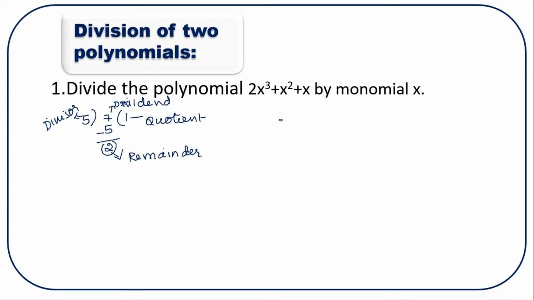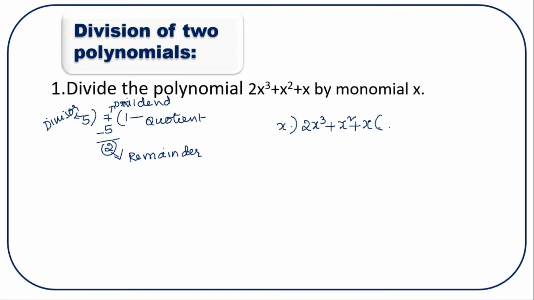Now let us divide these two polynomials. Here we are dividing 2x cube plus x square plus x. So that will be the dividend. 2x cube plus x square plus x. With what we are dividing? x. So that will be the divisor.